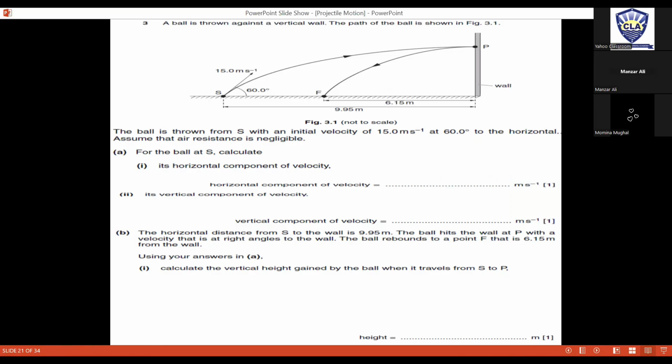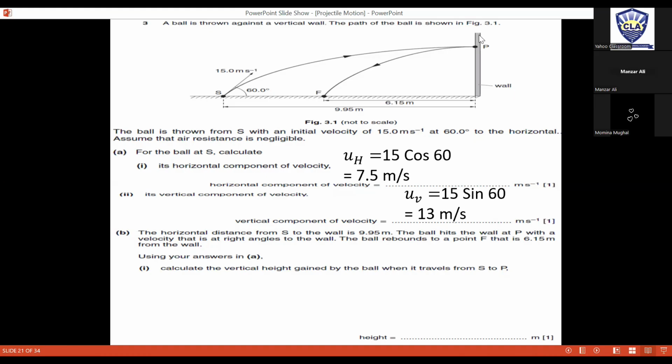But it rebounds with less distance. So first of all, they have asked us what the horizontal and vertical components are. It will be u cos theta and u sin theta. This is your horizontal component, and this is your vertical component.